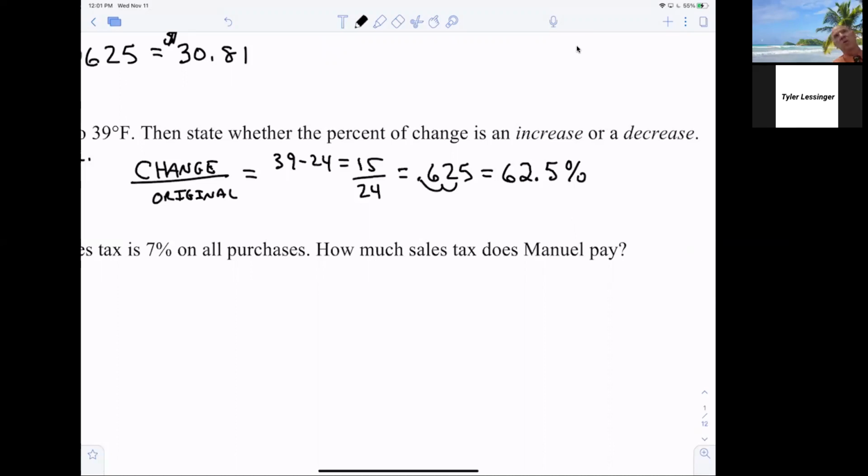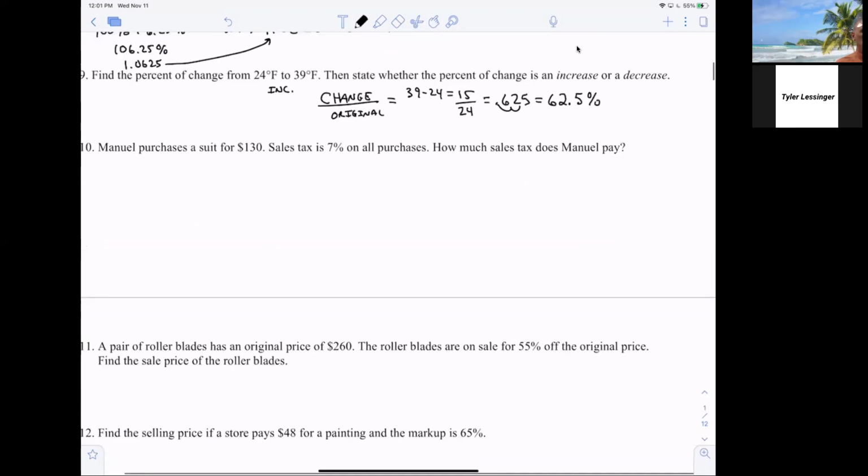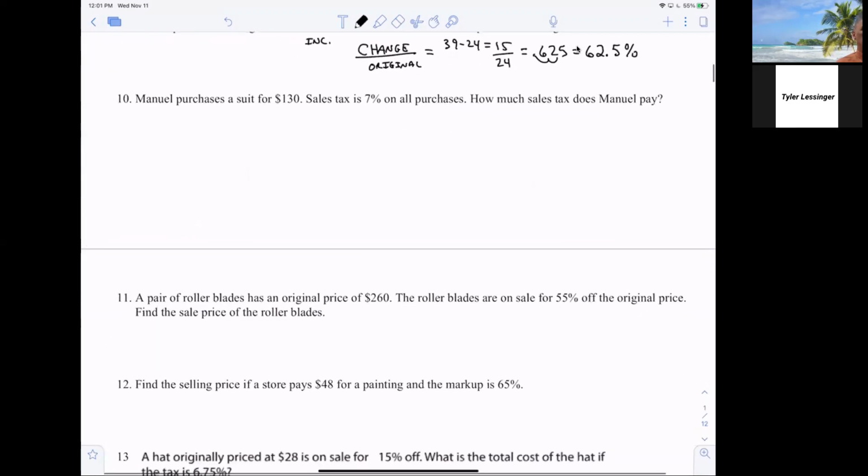You're allowed to have 62.5%. You with me? Okay. Don't worry. Okay, so now number 10. What is the question? How much tax? The question is how much tax?